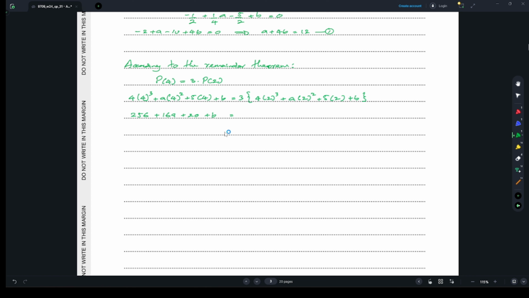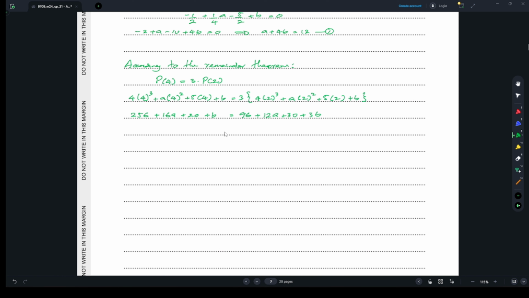So 2 to the power 3 is 8, times 32 is 96. So here 96 plus 2 squared is 4, times 3 is 12a, and 5 times 2 is 10, 10 times 3 is 30, and then 3b.